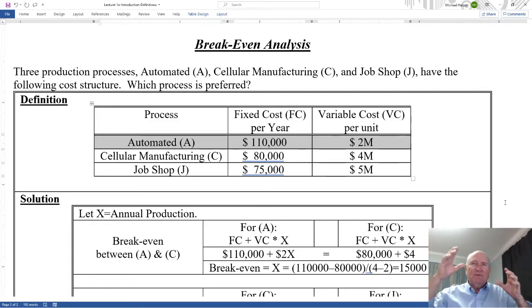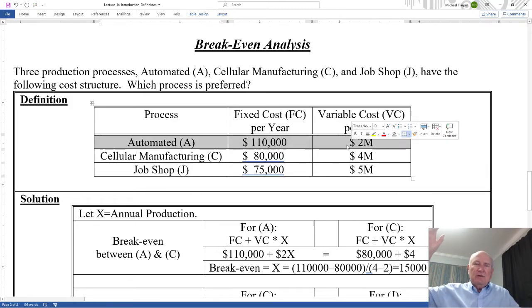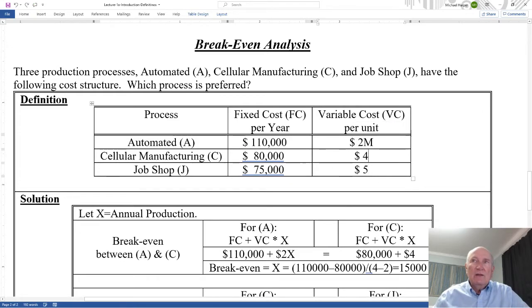So since very low production is job shop and very high production is automated, then for production between 0 and 1 million, these costs are going to come together eventually. And that is break even. So it does exist. We know there is a break-even production amount such that these costs are going to be the same. That's the first way. The second way is the structure of the problem.